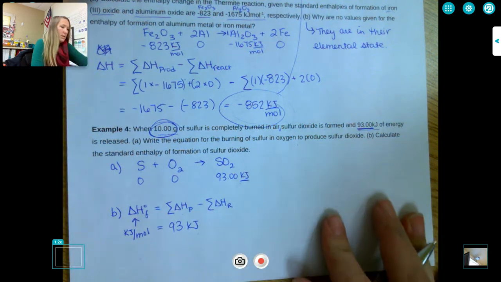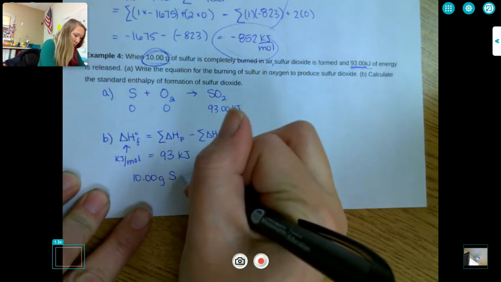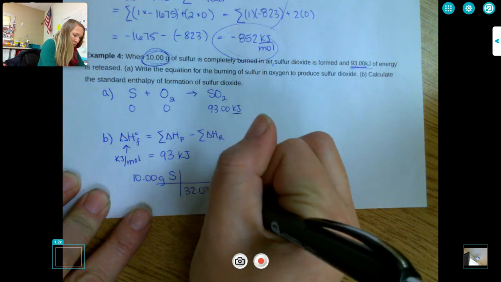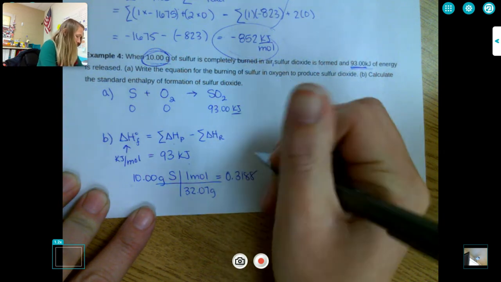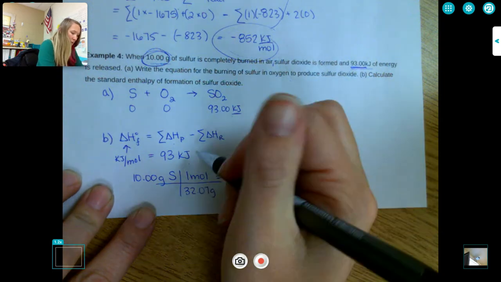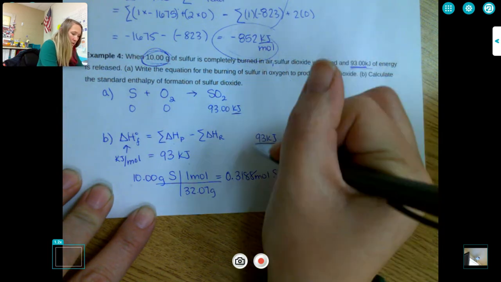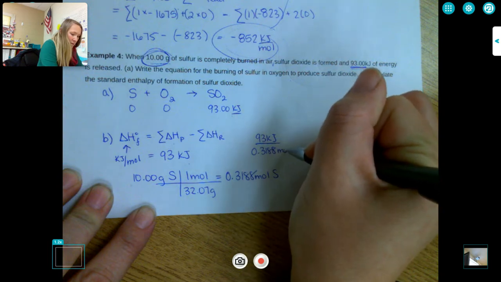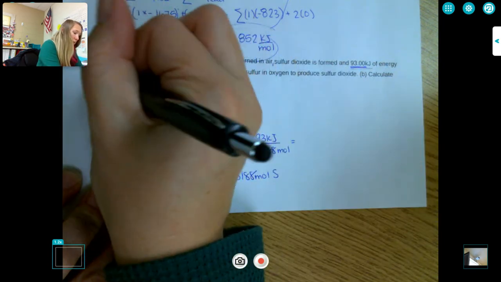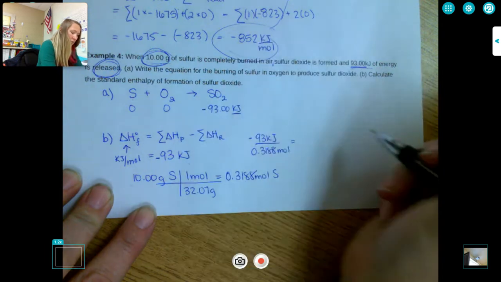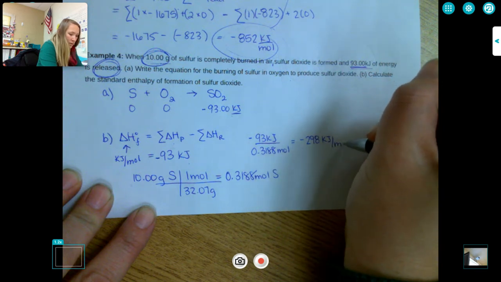So let's scoop this up so y'all can see. I have 10 grams of sulfur, molar mass of sulfur, 32.07 grams per 1 mole means that I have 0.3188 moles of sulfur. And if I have 93 kilojoules for every 0.3188 moles, when I do the math, and this is negative because it's getting released, so that is negative 298 kilojoules per mole.